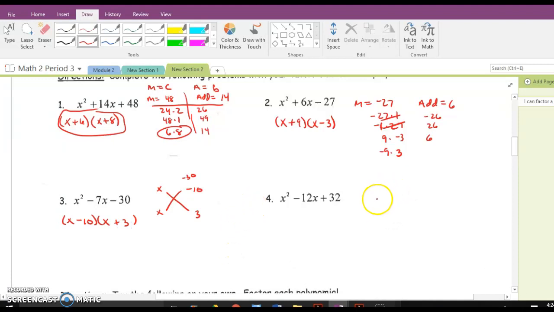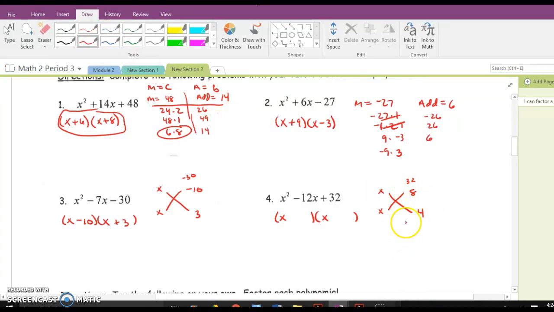Okay, so we do it here, right? We know x and x is what gives us x squared, so we have x here, and now what multiplies to give us 32? We need to get 32, so that would be, let's see, 16 and 2. Well, that would give me positive 16x, 2x. Ooh, that's not going to work, right? So let's try another one. Let's see, 8 and 4.